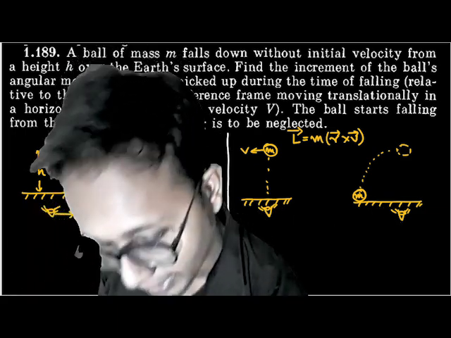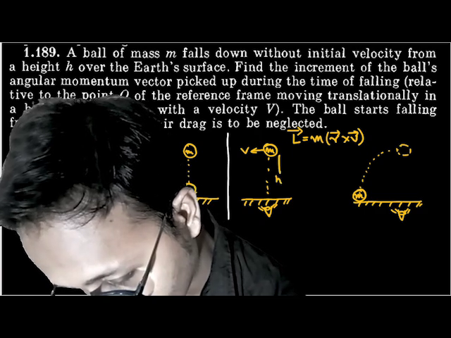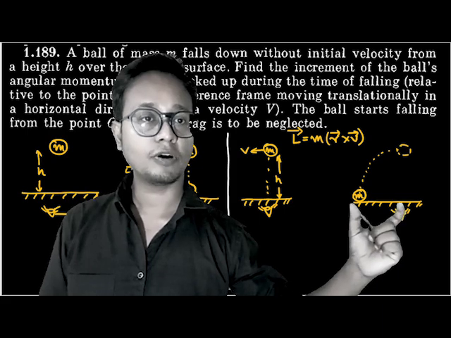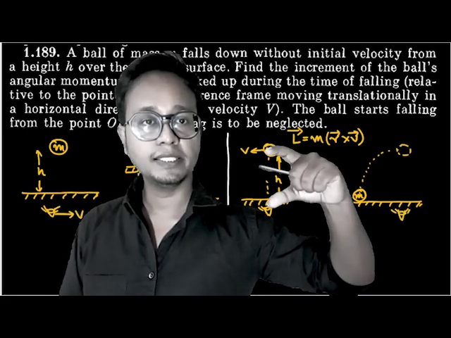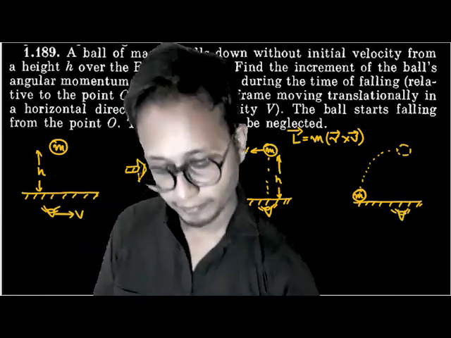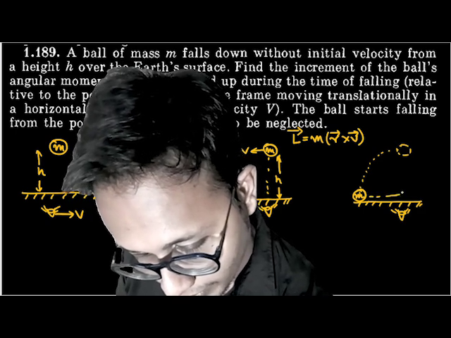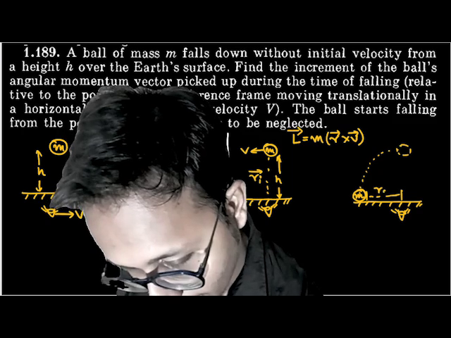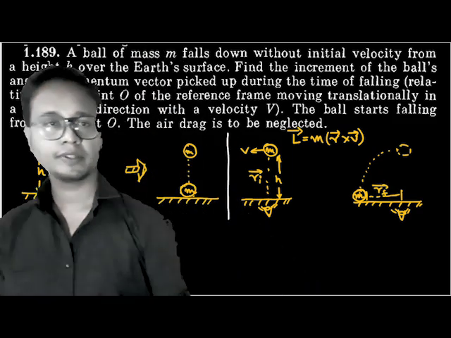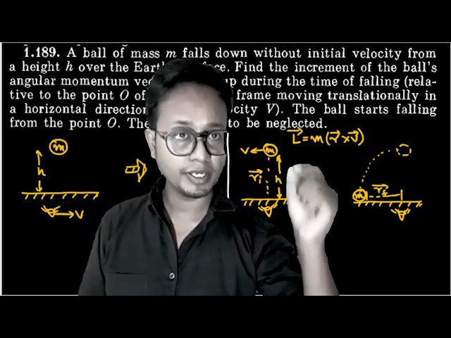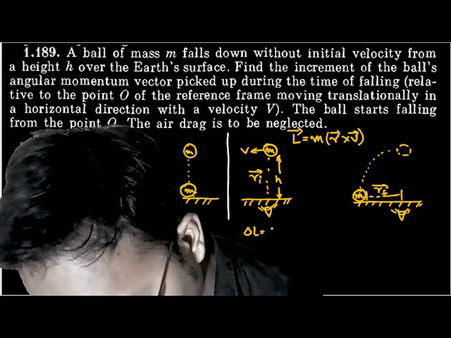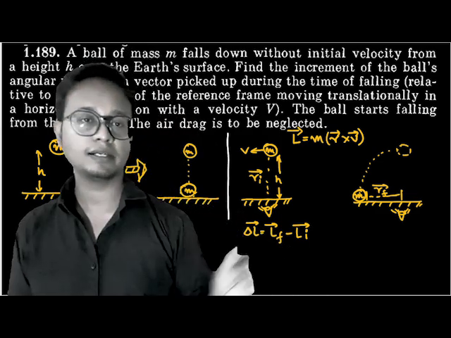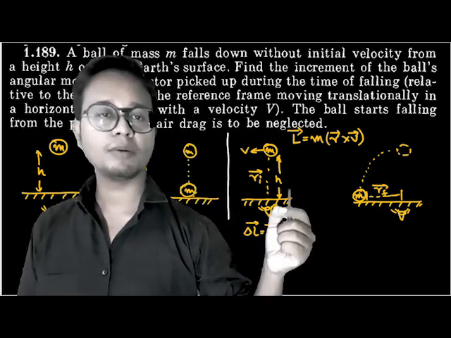Understood? Initially, the r vector is nothing but the height vector. And finally, the r vector is nothing but the horizontal distance from the observer. Initially, this is the r vector. Finally, this is the r vector, the r initial and r final vectors. You have to find angular momentum final minus angular momentum initial. So the change in angular momentum is equal to final angular momentum minus initial angular momentum. All of them are vector quantities. This much is understood. So we start with the initial angular momentum.